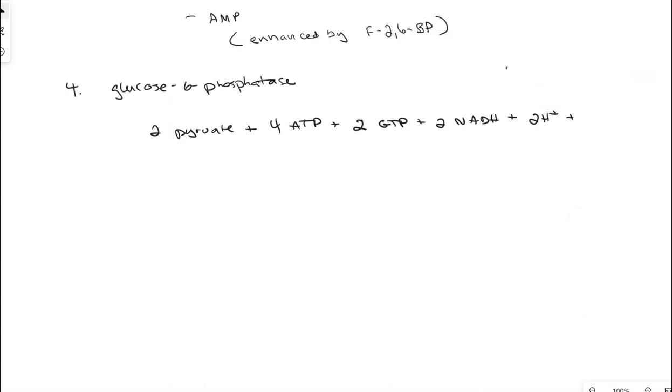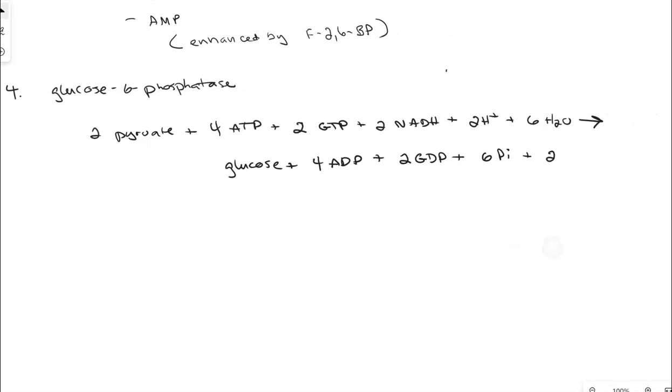Plus our 6 water. And that's going to yield our glucose, our 4 ATP become ADP. This makes so much more sense now. Our 2 GDP, our 6 phosphate, so much better. And our 2, let me make a little bit more room here, NAD.